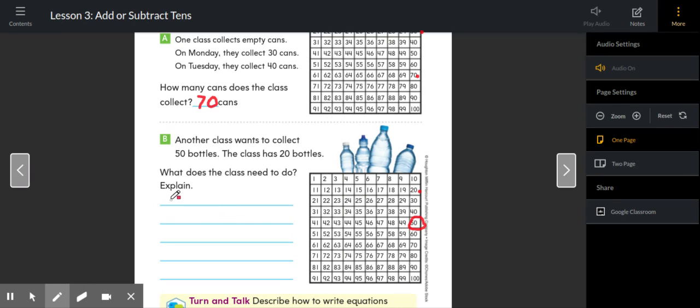So what does the class need to do? They need, so you'd be writing a sentence. They need, and I'm not going to write the whole thing, but you can. They need 30 more bottles. And you will write the whole sentence. Okay? Because 20 plus 30 is equal to 50.